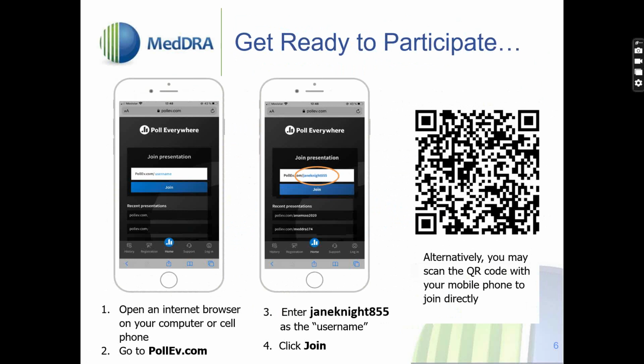So this is the polling software. The easiest way to join is to scan the QR code that you see on the right-hand side with your smartphone. But if you wish to use a computer browser, you can type in polev.com, nothing more, just polev.com as the URL in the browser window. Then when you get the screen that you see on the right hand side, it asks for a username, and that's where you need to put my name, Jane Knight 855. This links you to the presentation, and then you can click join.